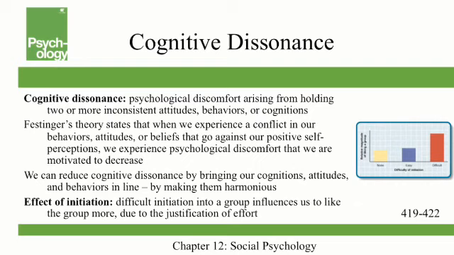So if you think smoking's bad for you, but you continue to smoke, you experience conflict between your beliefs and your behavior. So you think, well, smoking's bad for me, but I'm doing it. We can reduce cognitive dissonance by bringing our cognitions, attitudes, and behaviors into line, by making them harmonious. So with the smoking example, I could say, well, smoking helps keep me thin, which is good for my health. And so maybe it's not too bad. And so that's having harmonious thoughts.